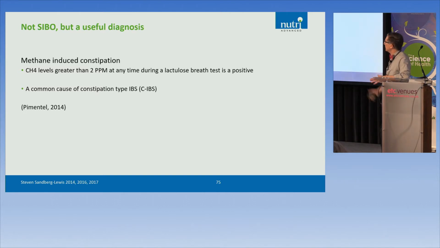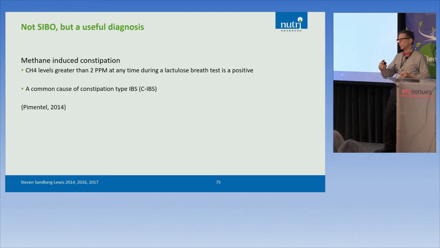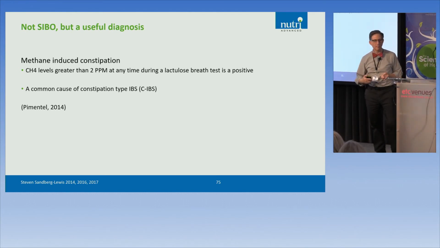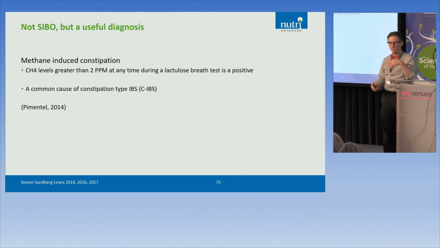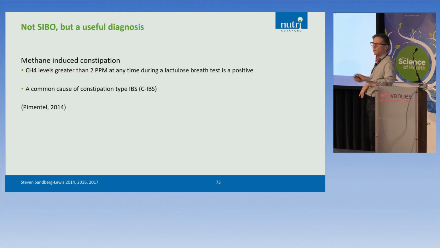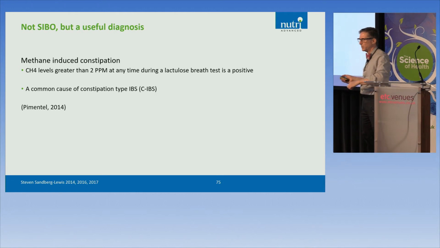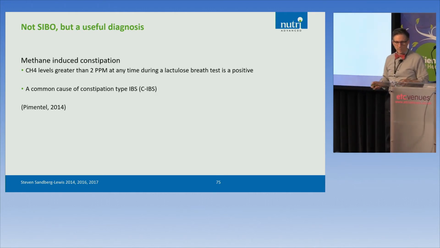There's also something, it says at the top, not SIBO, but a useful diagnosis. Methane, because it causes constipation. They've found, when they've measured parts per billion instead of parts per million of methane, using a more sensitive marker, that any methane level greater than 2 parts per million can cause constipation. So we just call that methane-induced constipation. And we may treat those patients to bring down their methane levels. But it's not SIBO.